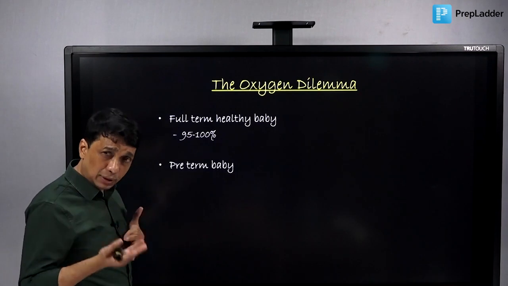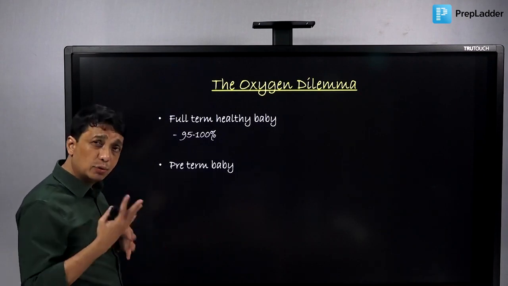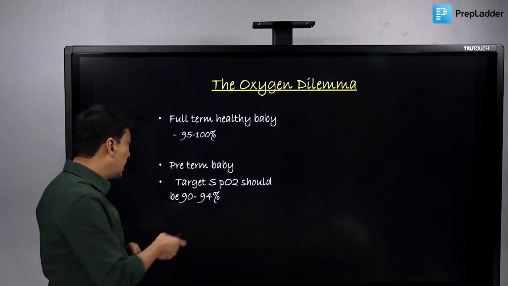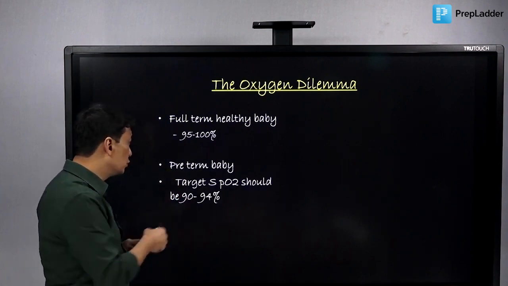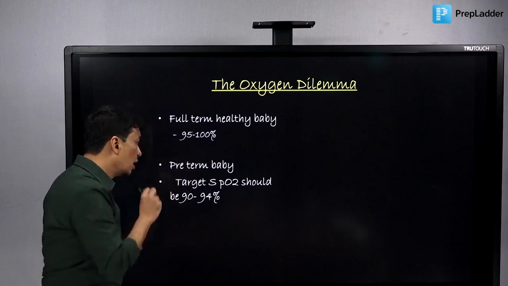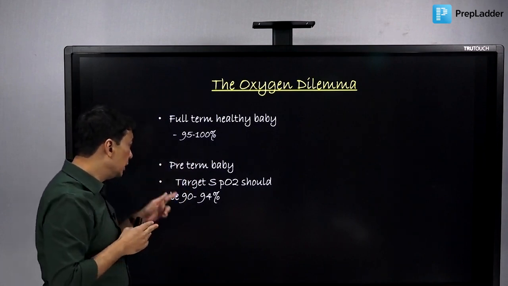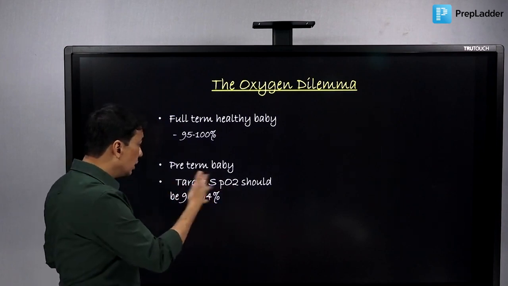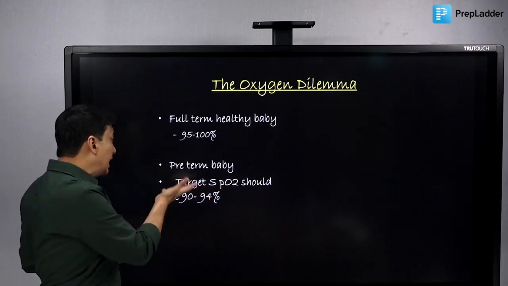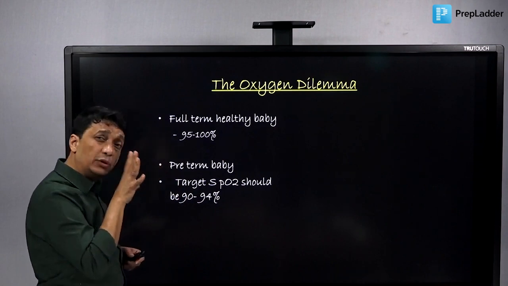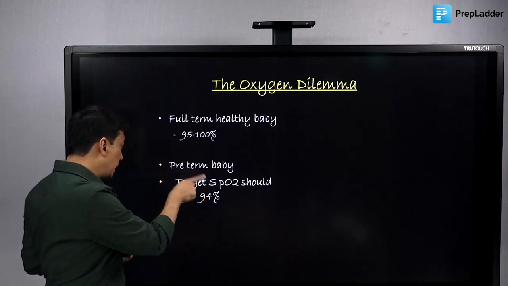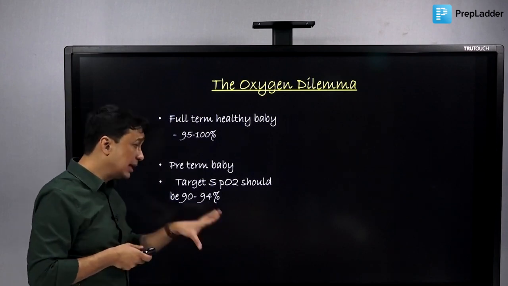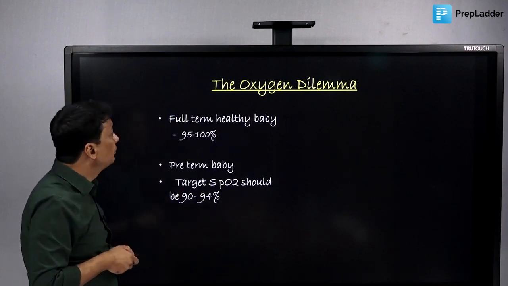For a preterm baby, various studies have shown, and these studies keep on changing, so our figures also keep on changing, but the latest studies show that a safe target SpO2 for a preterm baby should be between 90 to 94%. More than 94% would lead to high chance of ROP, less than 90% may lead to death. So kindly remember, this is our target SpO2 for a preterm baby. This can be asked and has been asked in MCQs.